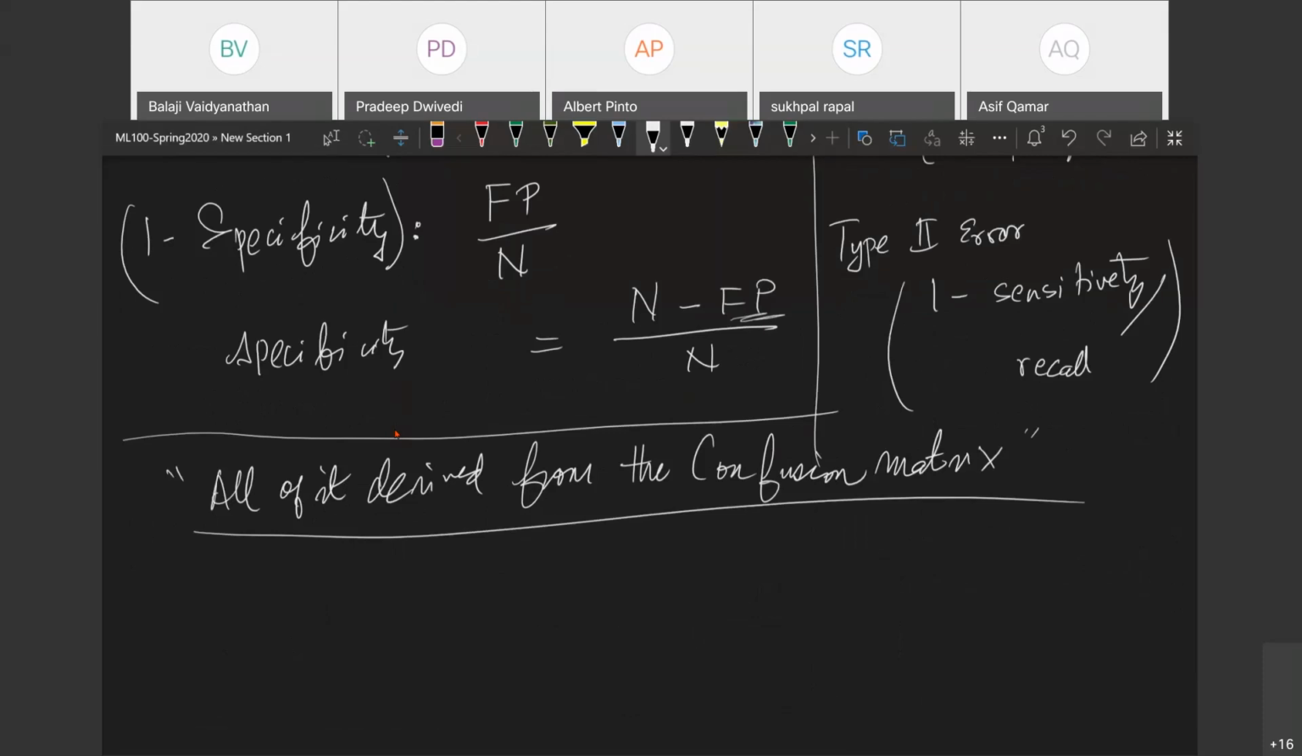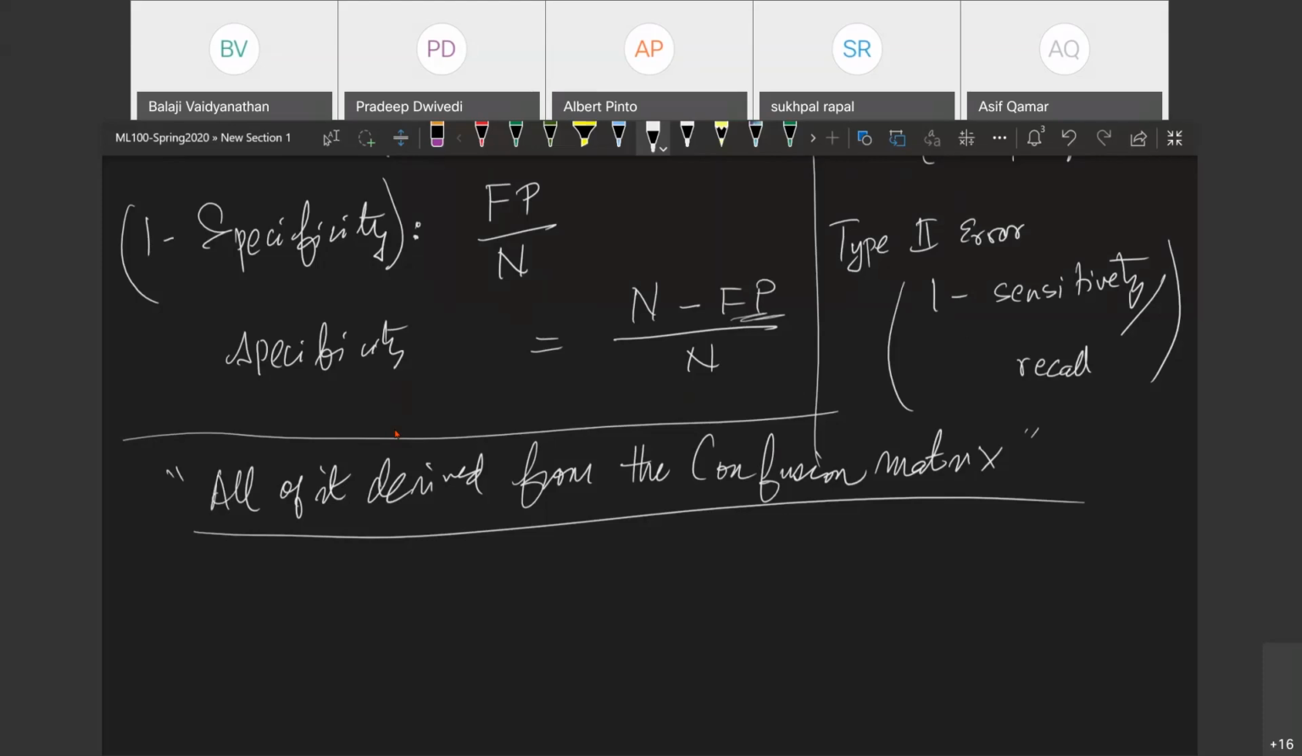So what are the things we learned? We learned about the confusion matrix. We learned about true positive, false positive, true negative, false negative. We learned about all of these different measures: accuracy, error rate, specificity, sensitivity, precision, recall, type 1 error, type 2 error, and you can cook up some more words. So that's that.